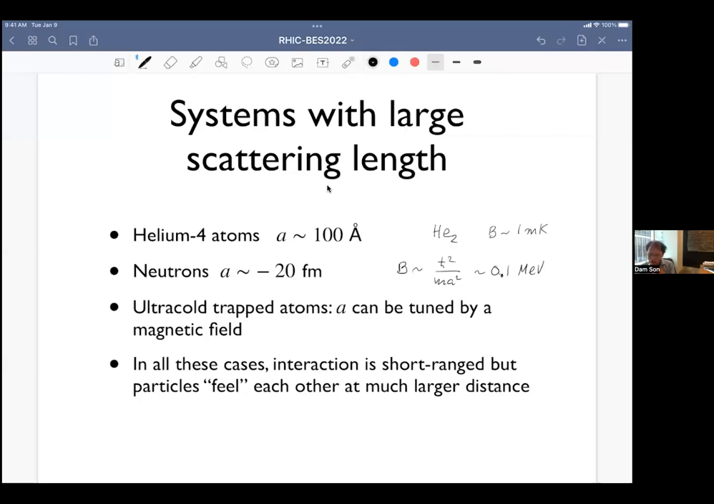People can also make a system where the scattering length can be tuned by hand using the magnetic field and a technique called Feshbach resonance in ultracold trapped atoms. In all these cases that we have listed here, the interaction is pretty short range. The range of interaction in helium atoms is about a few angstrom, in neutrons a few Fermi, but the particles, if they have low energy, feel the influence of each other at much larger distance. The distance is about a few hundred angstrom in helium and a few tens of Fermi in the case of neutrons.